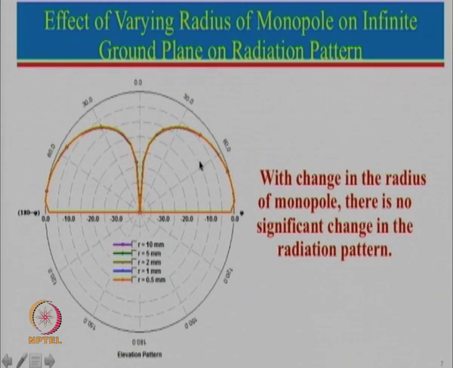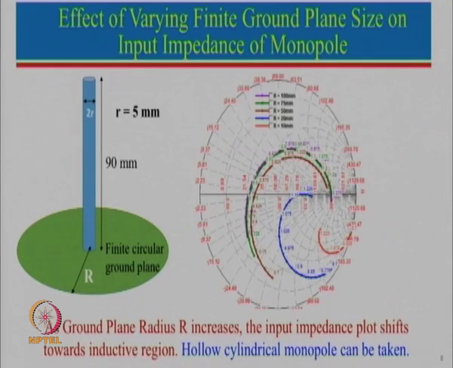So this is the radiation pattern for different radiuses. You can actually see that one can hardly make any difference. So the radiation pattern hardly changes, and that is why the directivity of the antenna hardly changes. The gain is changing only because of the variation in the VSWR.